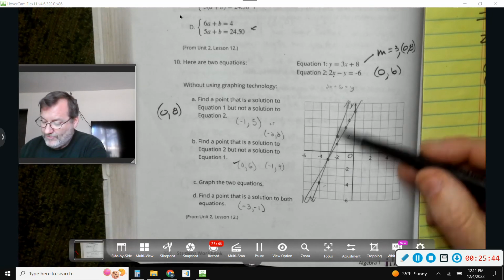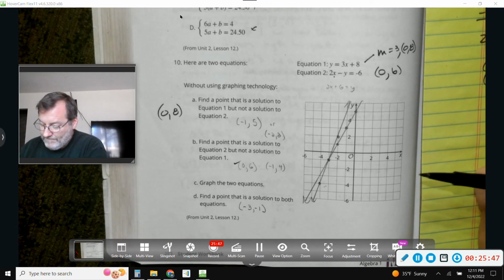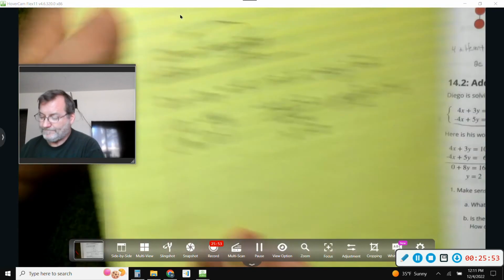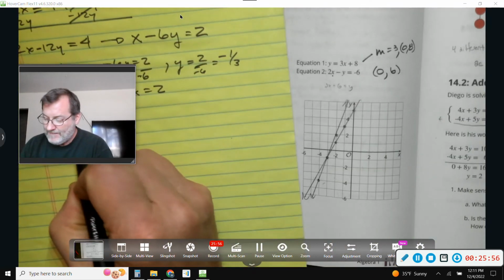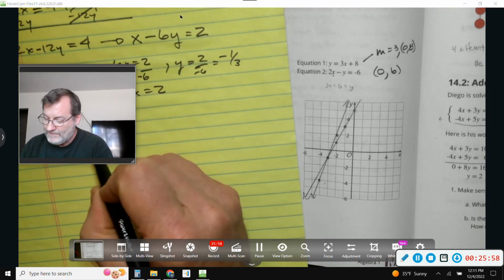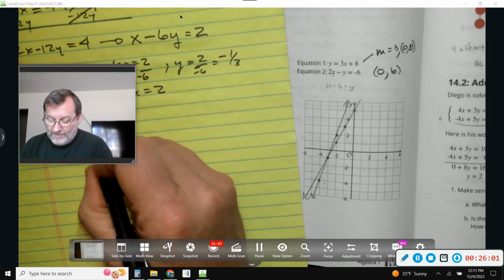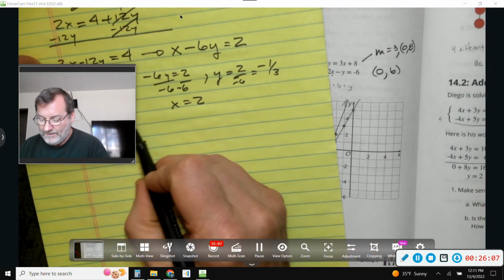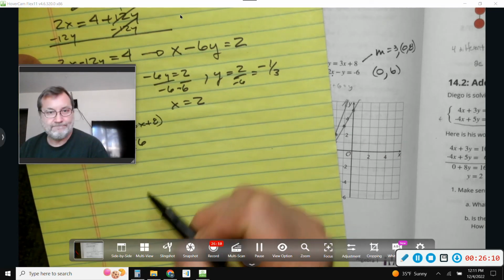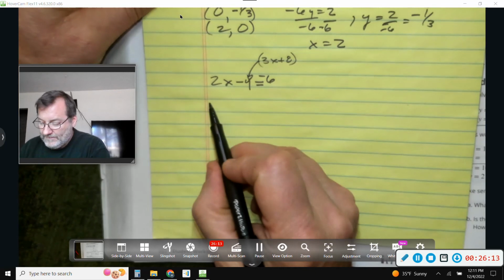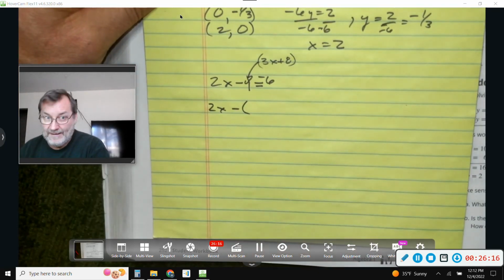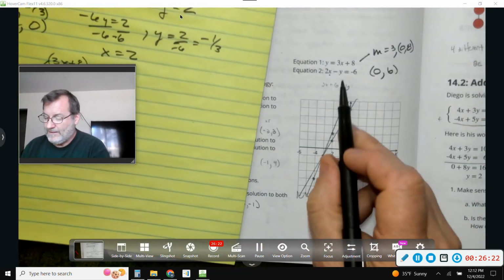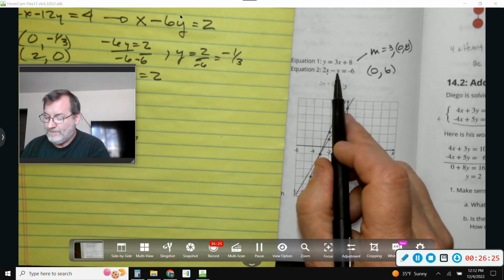Graph the two equations. Your two graphs should look like this, or so. Find the point that's the solution for both. You can do a simple substitution there. Let's take 2x minus y equals negative 6, and for that y, I'm going to substitute in 3x plus 8. So it'll be 2x minus, and remember I'm subtracting everything, 3x plus 8 equals negative 6. I just took this part and substituted it in right here.